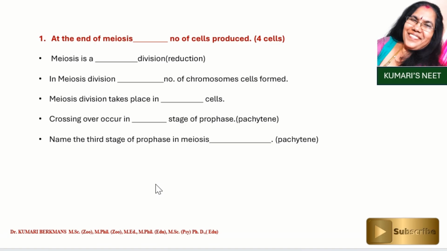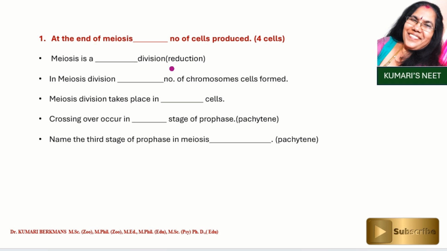Okay, the crossing over. Coming to the few questions I am going to ask you. See the first question. At the end of meiosis, dash number of cells are produced. Give the answers very quickly. Very good. Everyone answered. It is 4 cells. And meiosis is a dash division. I told you which division it is called. Few members have not answered. It is reduction division. Reduction means what? The 2n number of chromosomes are cut into n number of chromosomes.